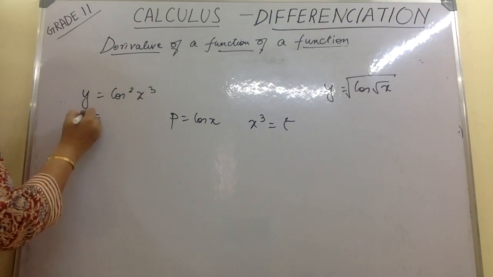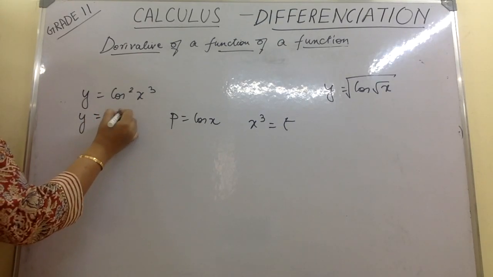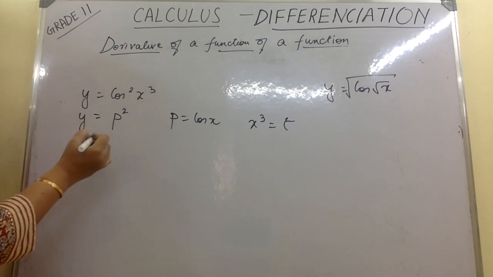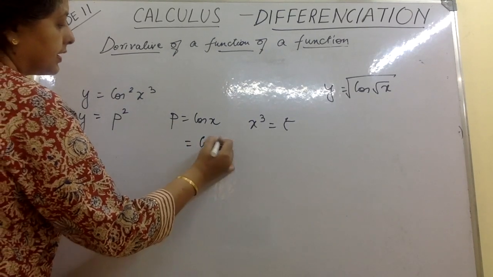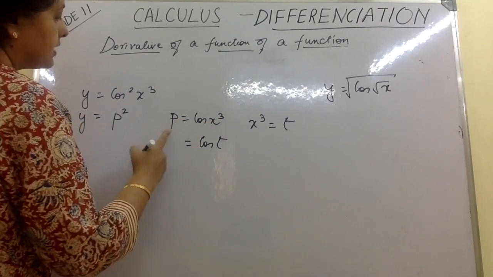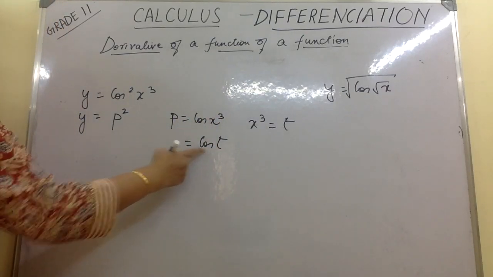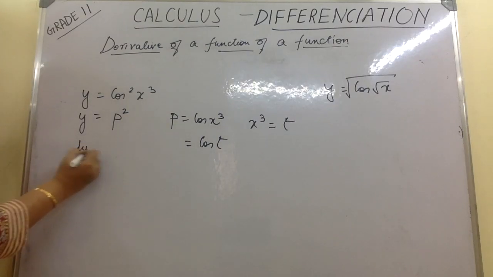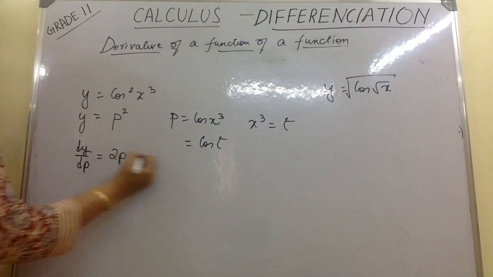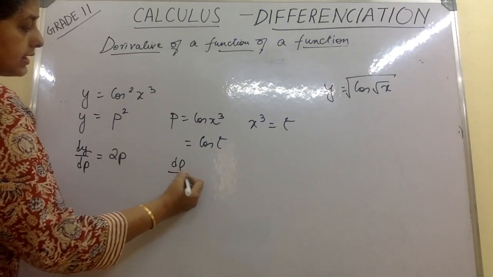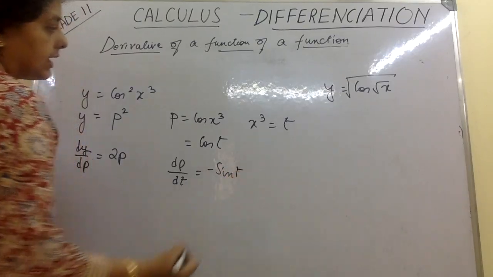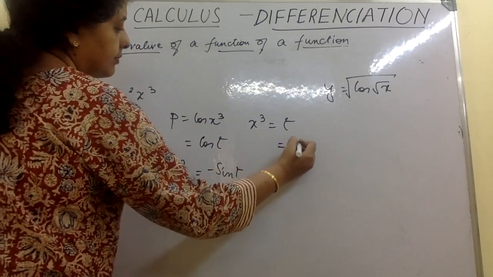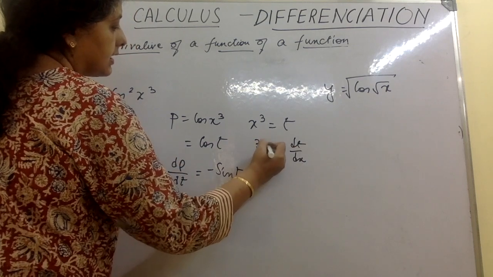Then this becomes y is equal to p square. Okay, and here it becomes cos t, because p is equal to cos x cube, and then it becomes cos t. So dy by dp is 2p. dp by dt, be careful, it is not dx, is minus sin t, and dt by dx is 3x square.